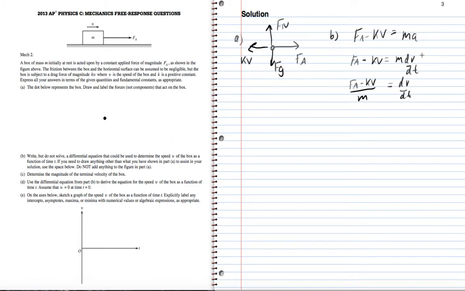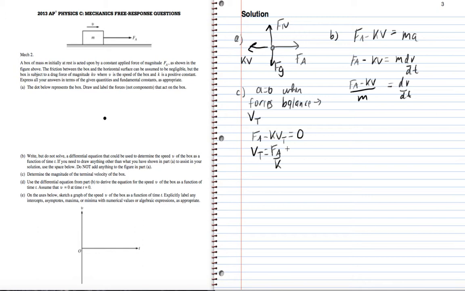Now it says find the terminal velocity. So for part C, we're going to set a equal to 0. That's when forces balance, and that leads to terminal velocity happening. So I'm going to have Fa minus kVt equals 0. And so my terminal velocity is going to be F applied over k.